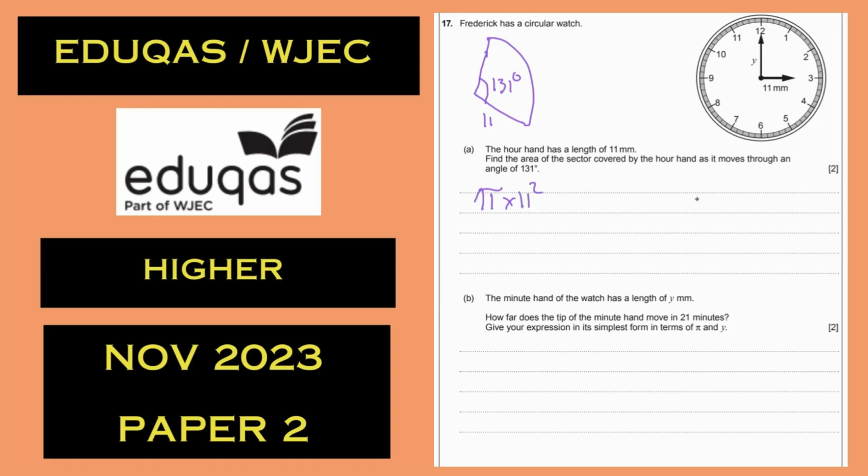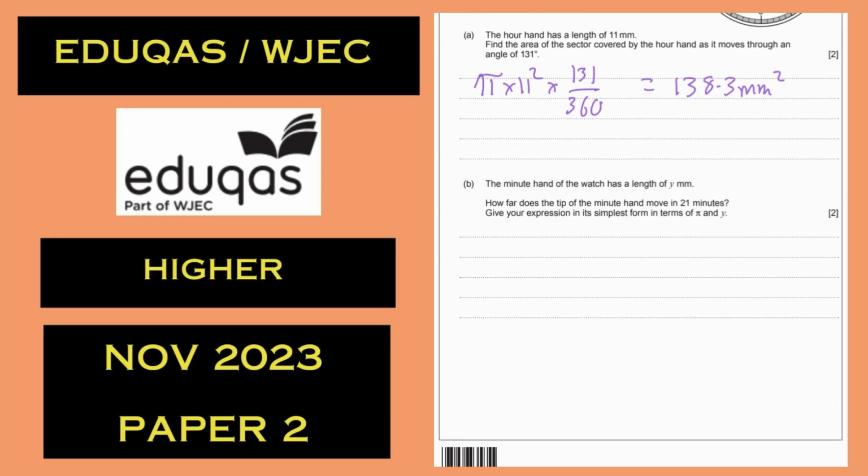That's your full circle. We haven't got a full circle. We have 131 360ths of the circle. I'll just round it off straight away: 138.3 millimeters squared. On to part B for a very weird part B.